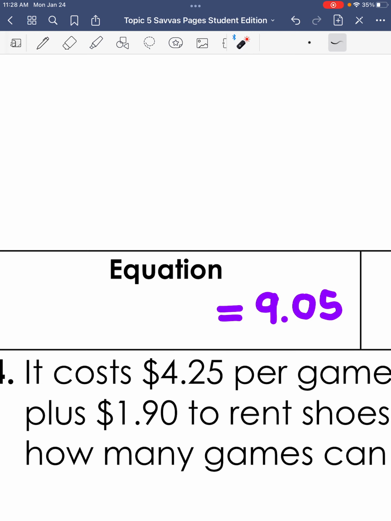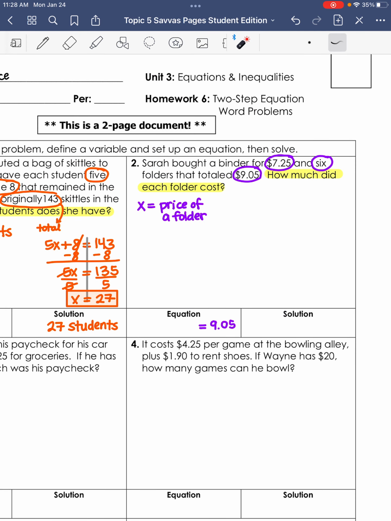So I've just got to figure out what goes over here. Okay, I know I'm going to have 7.25 and I'm going to have a 6. Which of those two numbers is attached to my variable X? Well, she bought 6 folders, and they each cost the same amount.